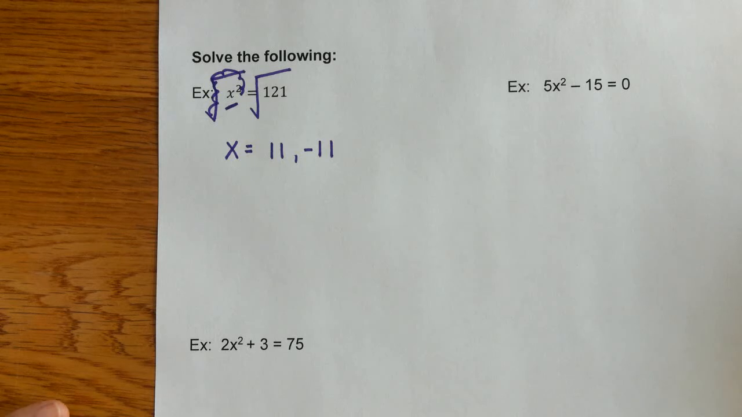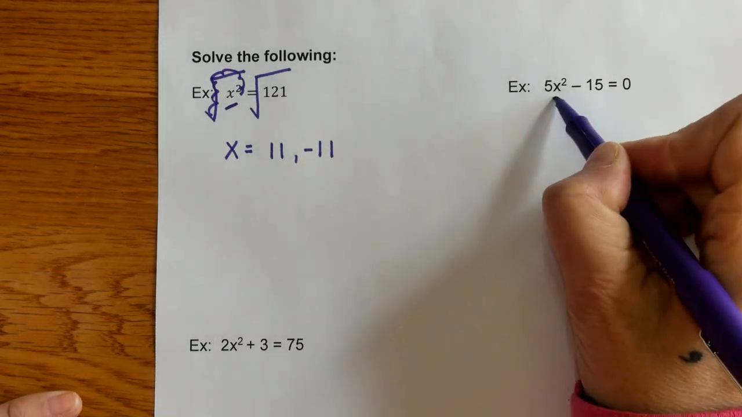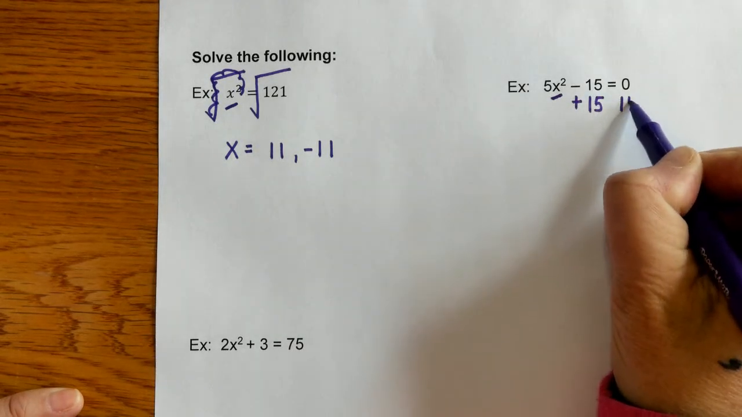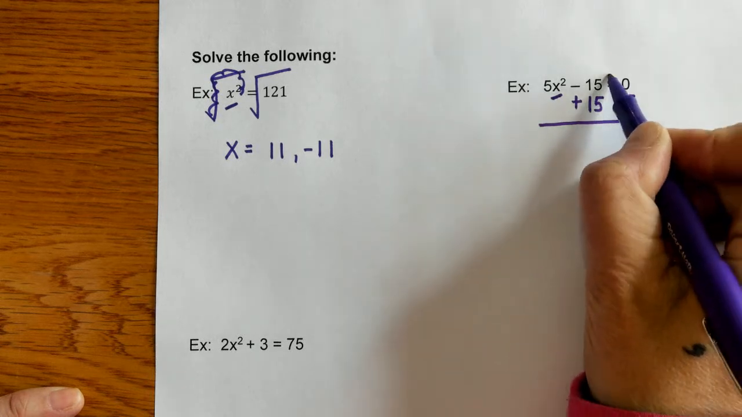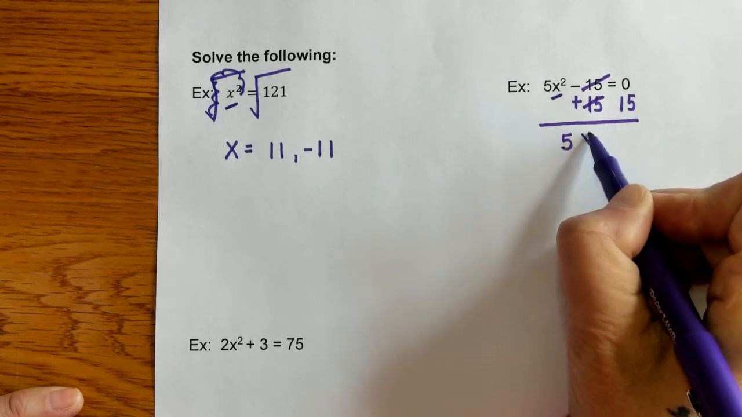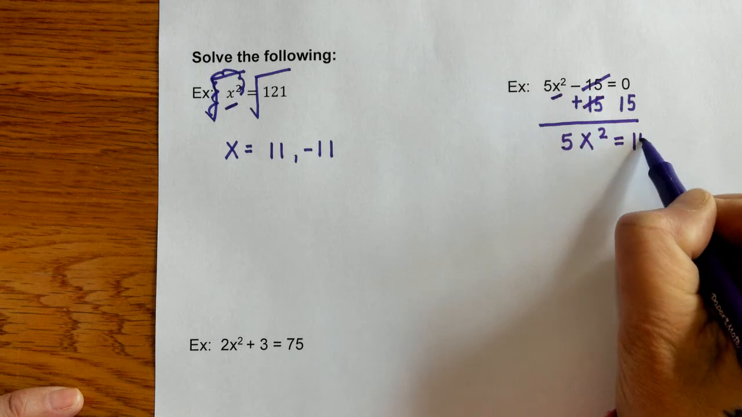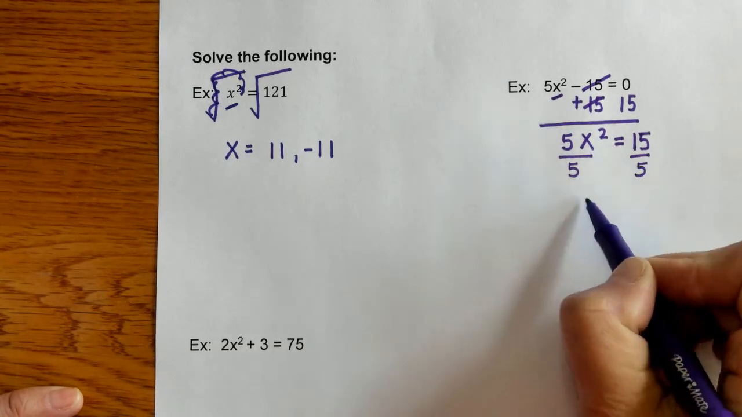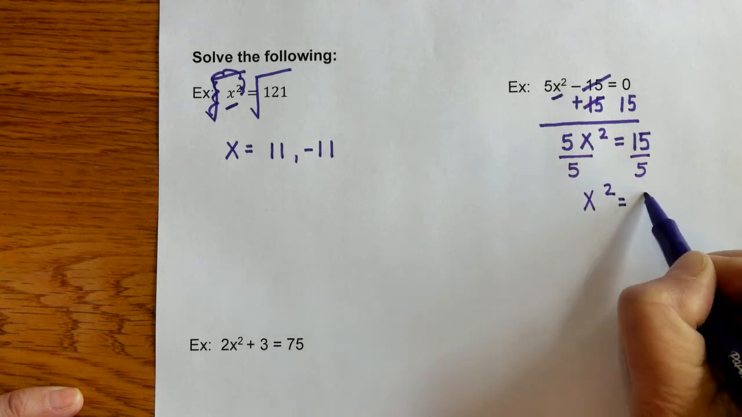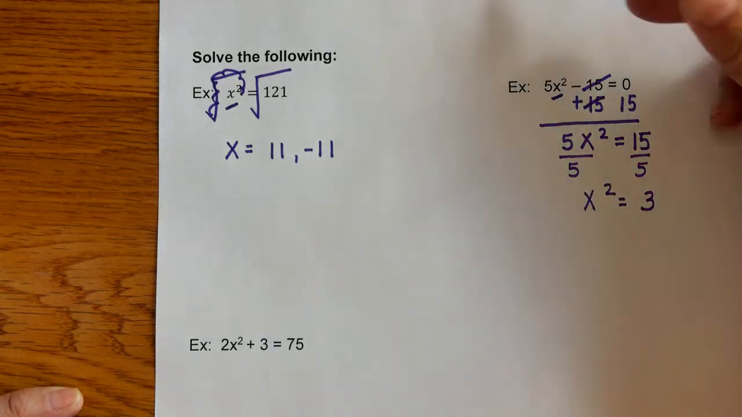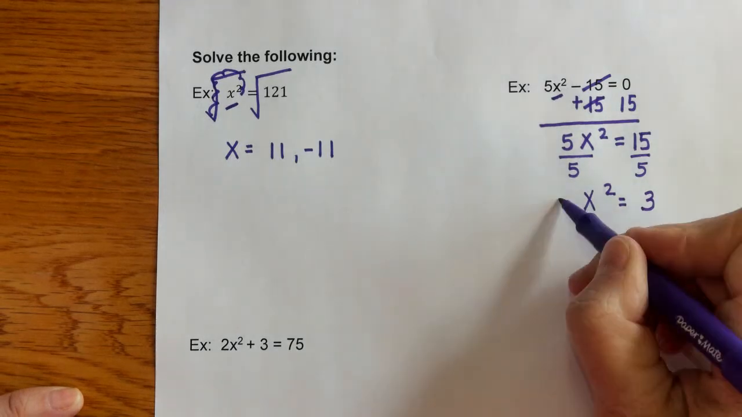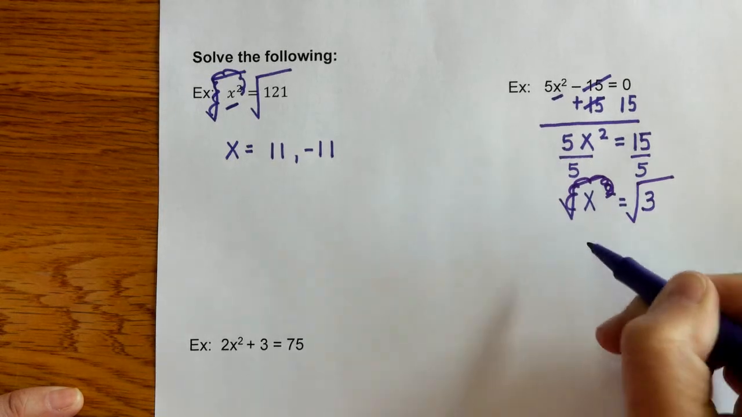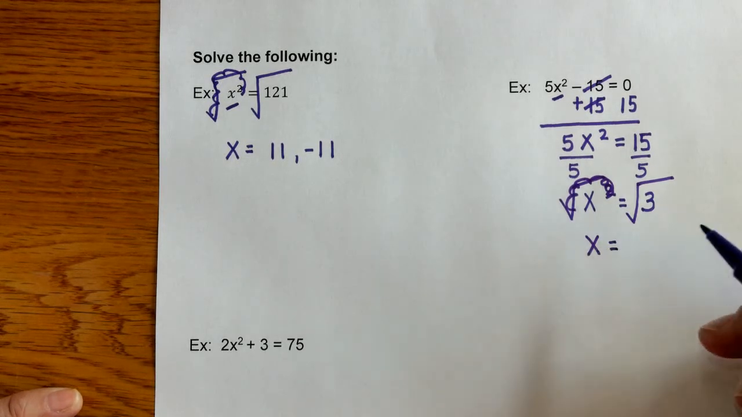Moving on to the next problem, we want to isolate the x squared. So first thing we're going to do is add 15. Then we have 5x squared equals 15. Divide by 5. X squared equals 3. Now 3 is not a perfect square, no problem. I'm going to take the square root of both sides. The square and the square root cancel out. X equals square root of 3.